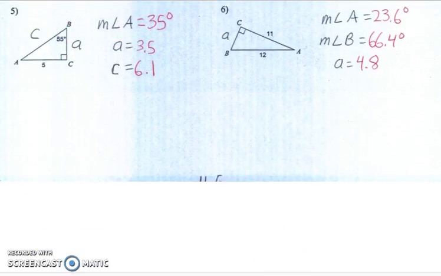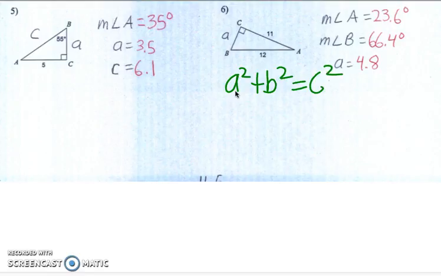Now when we're doing number 6, to find our missing side, which is A, we're using the Pythagorean theorem. A squared plus B squared equals C squared. Remember, your 12 is your hypotenuse.